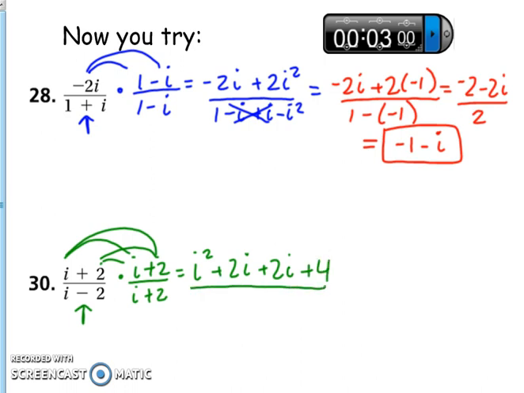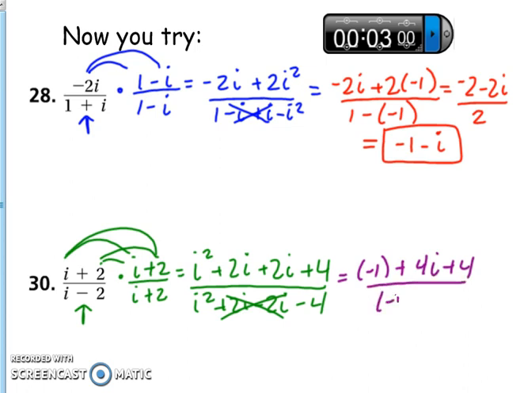In the bottom, i times i is i squared. i times 2 is 2i. Negative 2 times i is negative 2i. Negative 2 times 2 is negative 4. And again, the i's in the bottom will cancel. Now replace all of the i squareds with negative 1. So negative 1 plus 4i plus 4 over negative 1 minus 4.